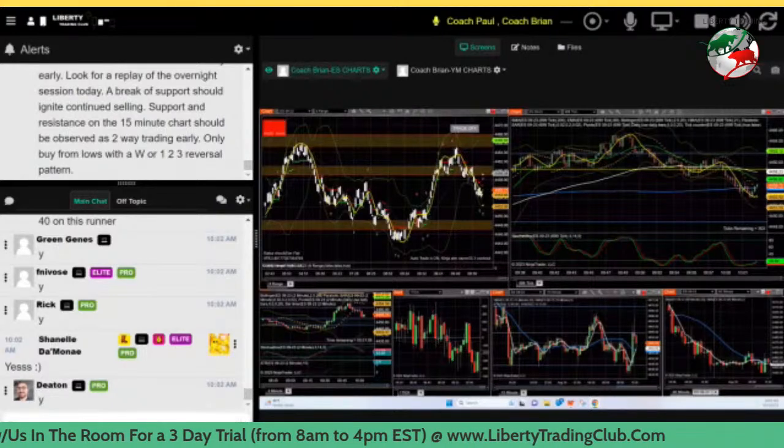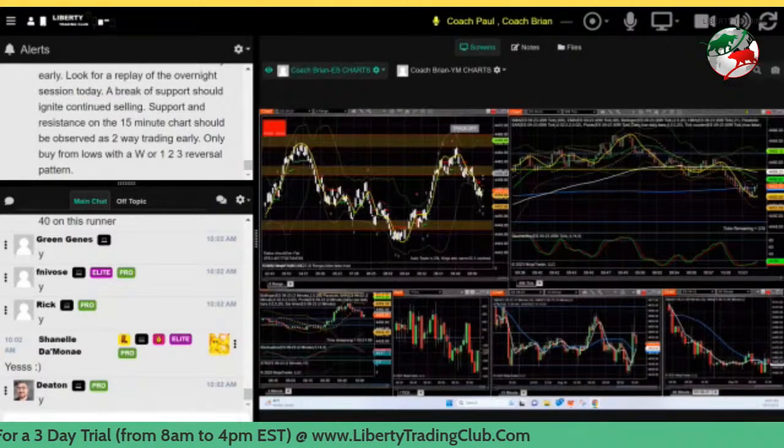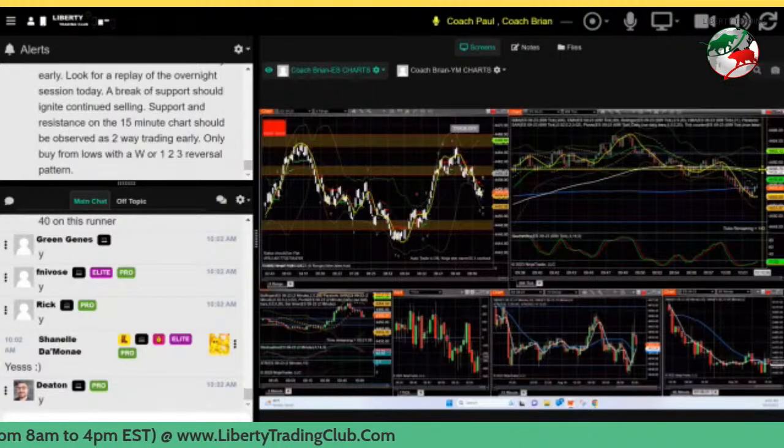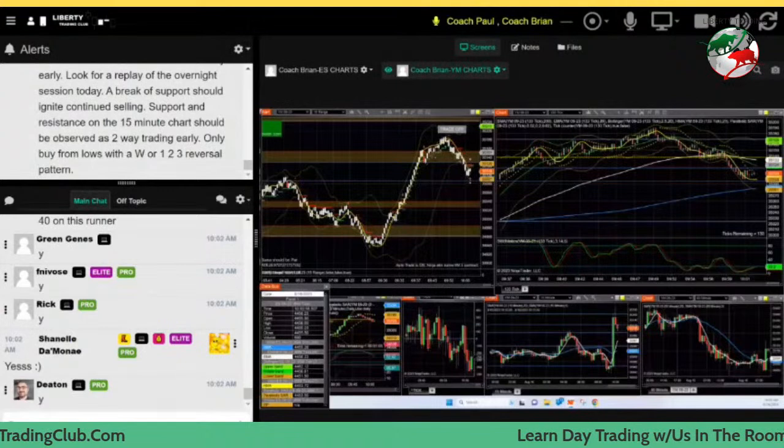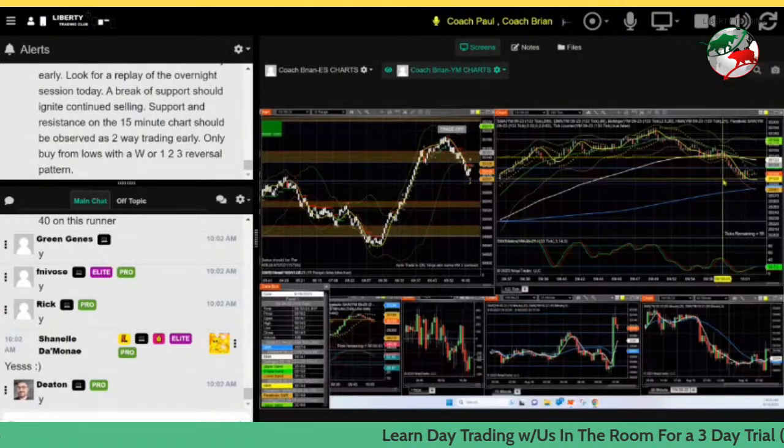A couple more ticks on the stops. Just a couple more ticks. Yeah, that's where I am. Every time you get a little new low, just go down a couple more ticks.